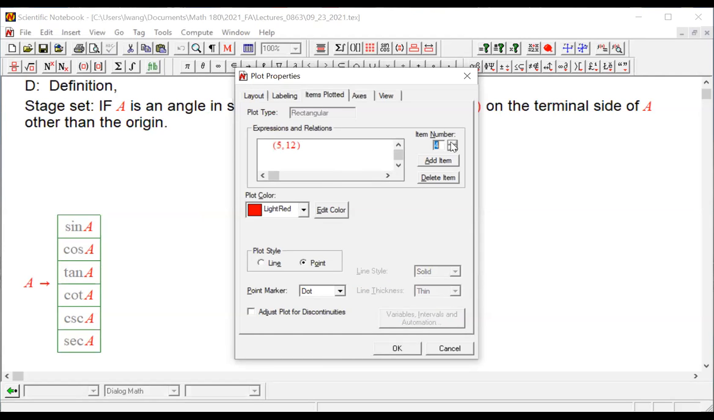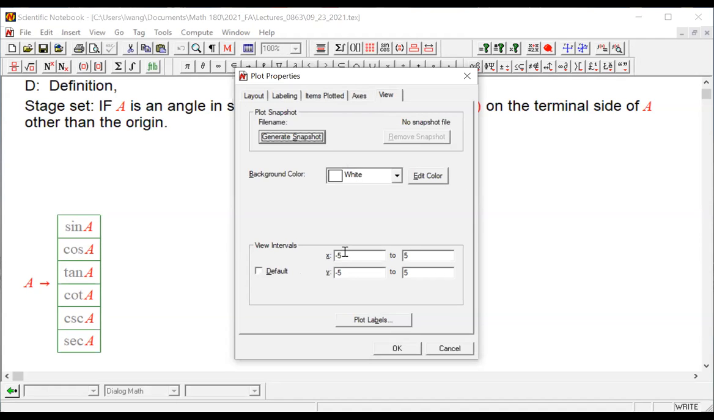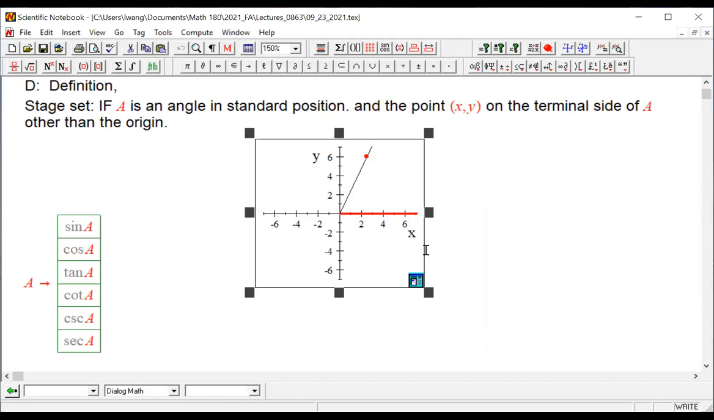Did I put it? Oh, I know why. My scale is not right, so I need to make some adjustment to make sure you get to see the point. You still don't see it because I need to adjust the view. So I'm going to make it happen. So now you should see the point, right?